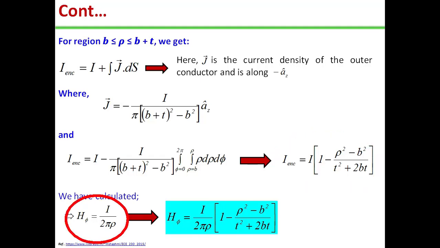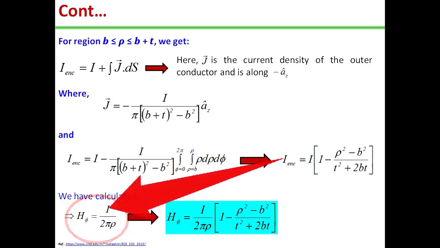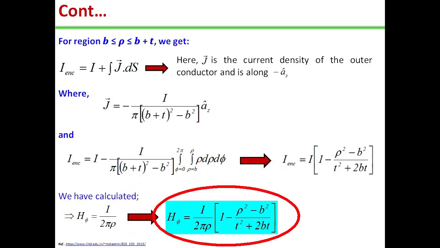Therefore, application of Ampere's law over path L3 gives the line integral over L3 of H dot dl equal to H phi times 2 pi rho, and this is equal to I enclosed. So finally, we will have H phi as I divided by 2 pi rho times (1 minus (rho squared minus b squared) divided by (t squared plus 2bt)).